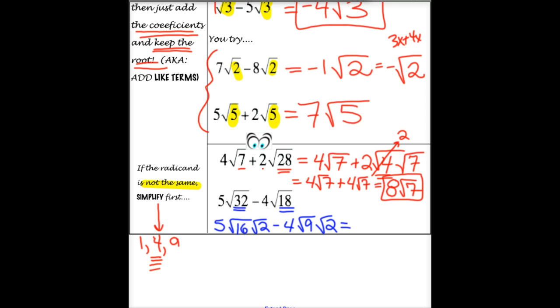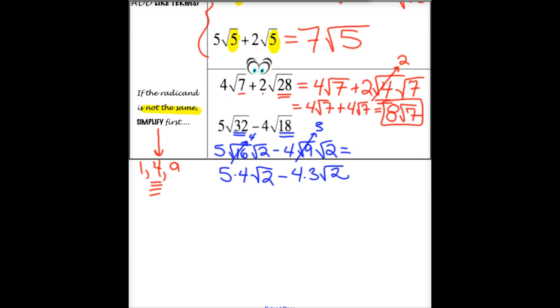The square root of 16 is 4. So that's 5 times 4 root 2s. The square root of 9 is 3. I can sometimes like to go like that with it. 4 times 3 root 2s. So when I get this all cleaned up, let me scoot this on up a little bit here. I've got 20 root 2s, and I'm removing 12 more root 2s. Now I have like terms.